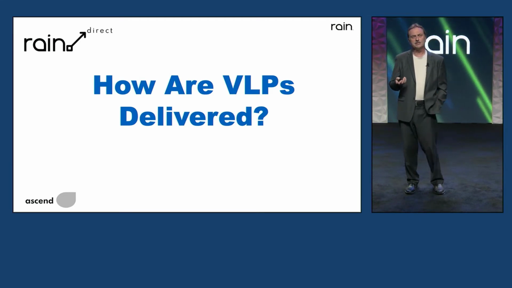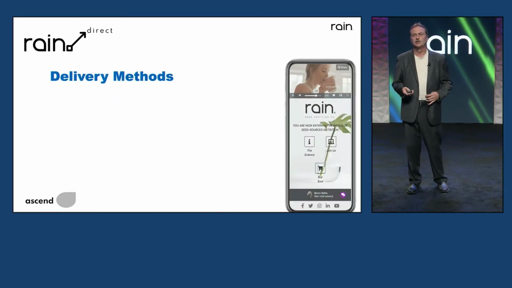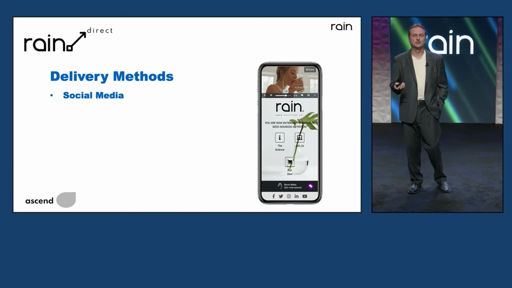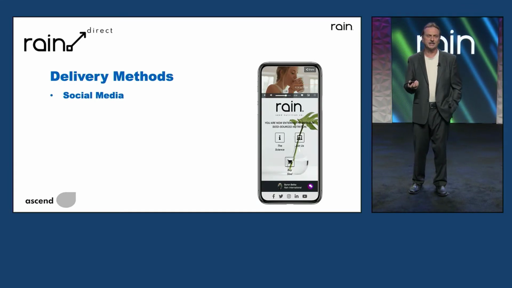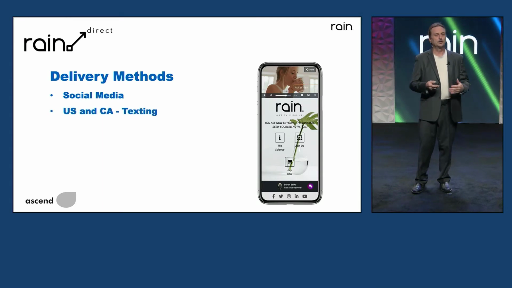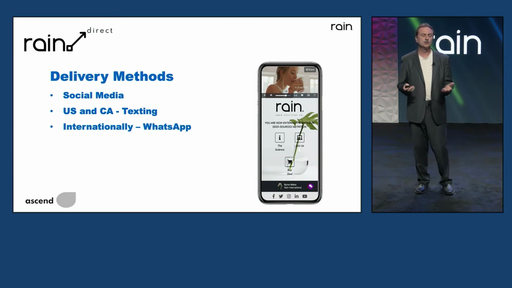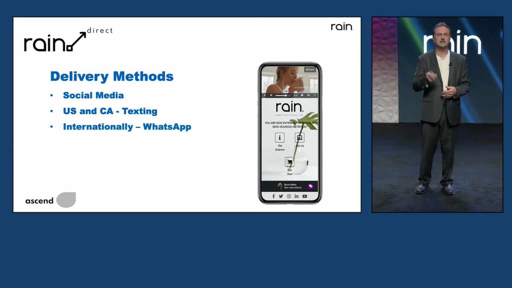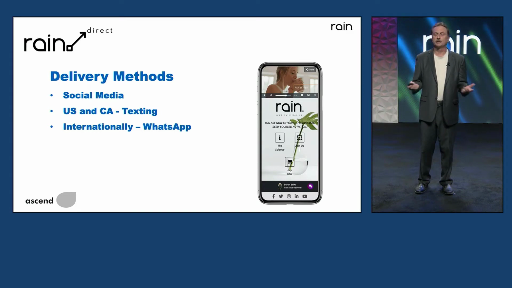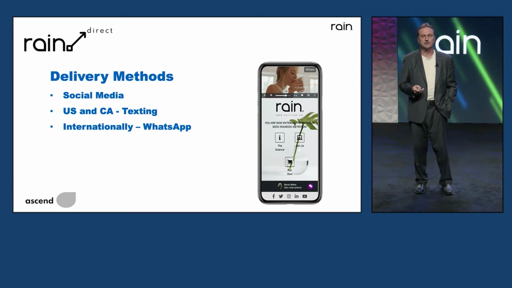So how are these VLPs, these video landing pages, how do you get them out there in the world? Well, there's several delivery methods. The first one is social media. We all have social media. It's a great way to get out there, and I'll show you how that works in just a sec. In the US and Canada, you can use standard SMS texting. Internationally, super easy to use WhatsApp. You can just take this VLP, drop it in your WhatsApp, start communicating around the world, including across borders with all your organizations, your clients and prospects.